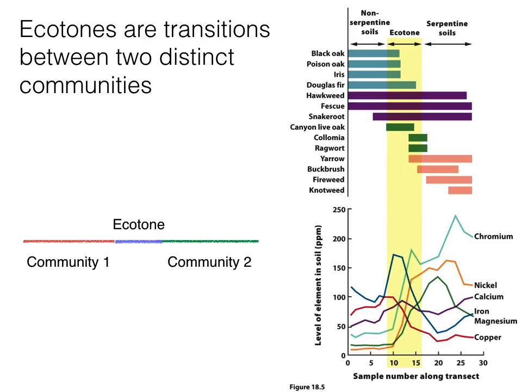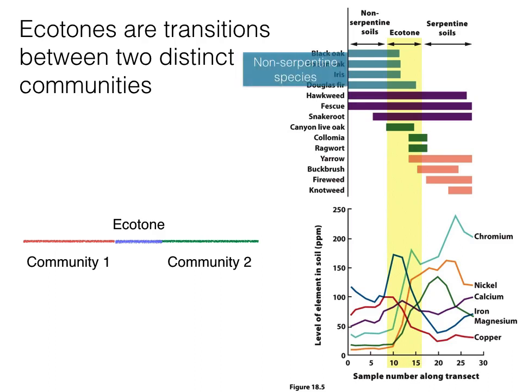At the top, what you can see is that the distribution of plant species is depicted. There are a variety of different species shown here, ranging from black oak to Douglas fir through yarrow, knotweed, and so forth. Each of these species is depicted here in terms of its distribution across this serpentine to non-serpentine soil gradient.